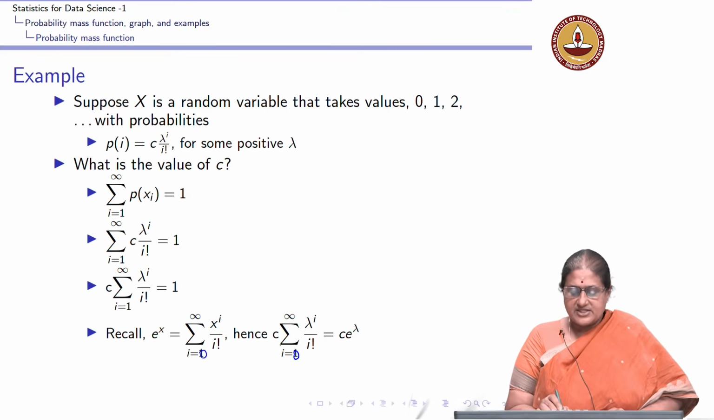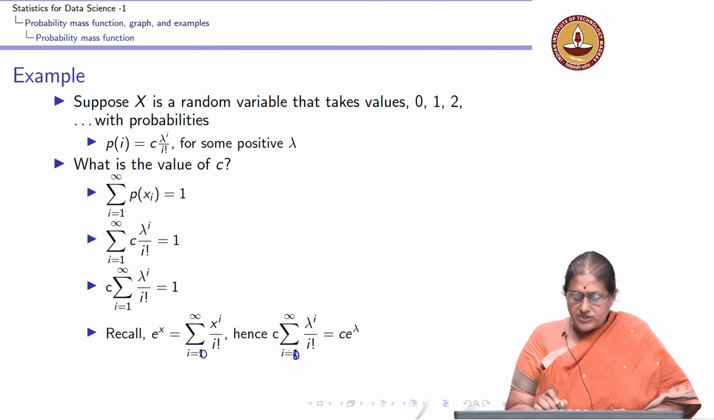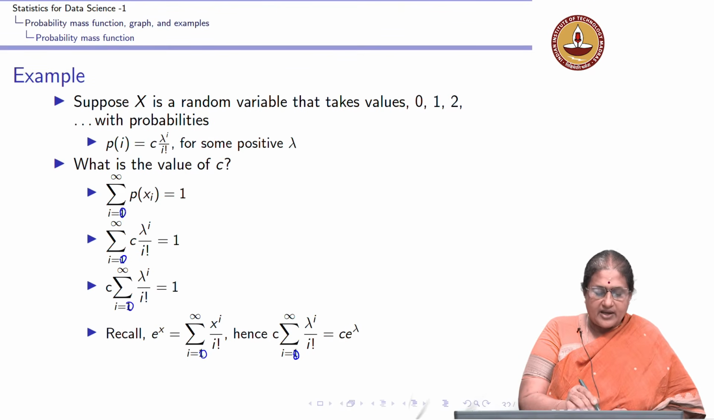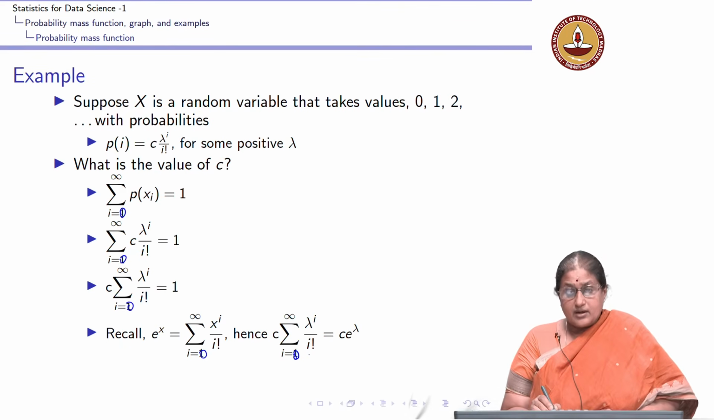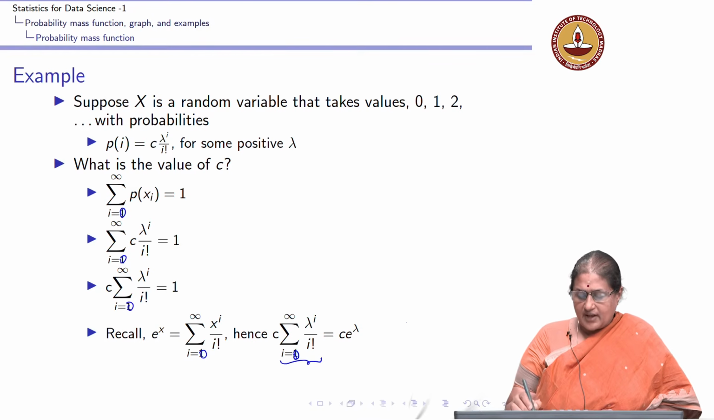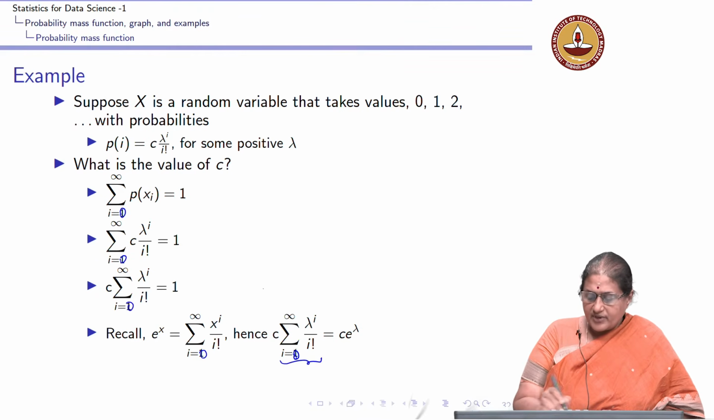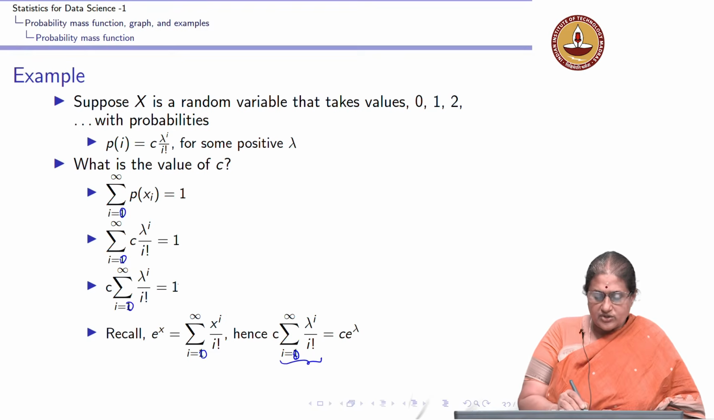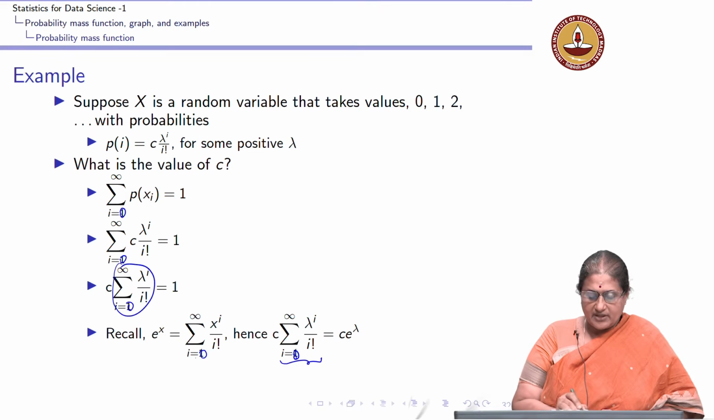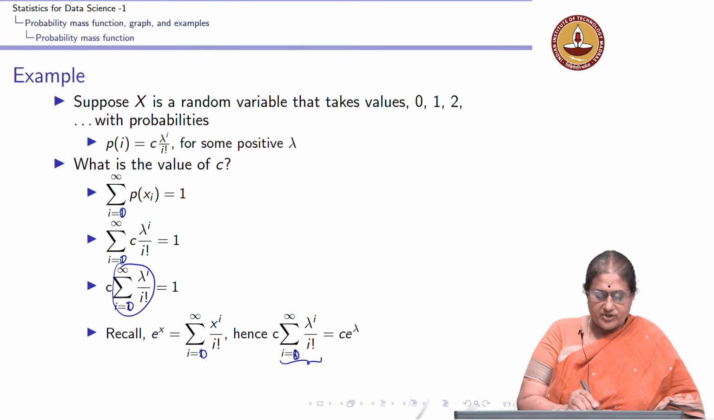Hence, I have summation i going from 0 to infinity of C lambda to the power of i by i factorial, which is C e to the power of lambda. So, now I have from here C into e to the power of lambda. That is what this tells us, that summation x to the power of i by i factorial is e to the power of x. So, this term would be e to the power of lambda.